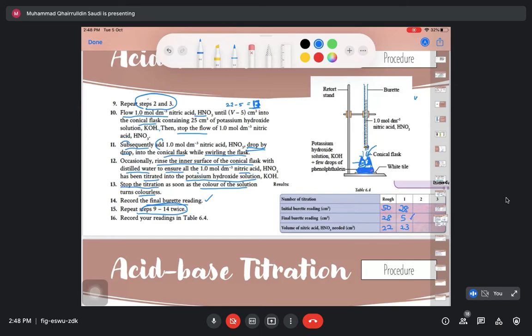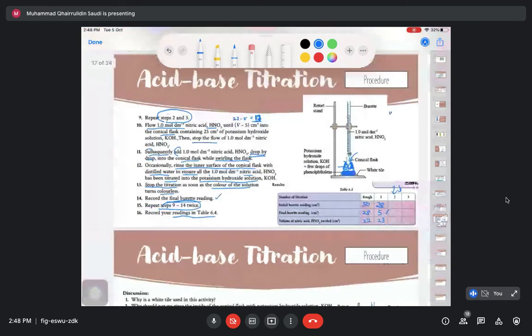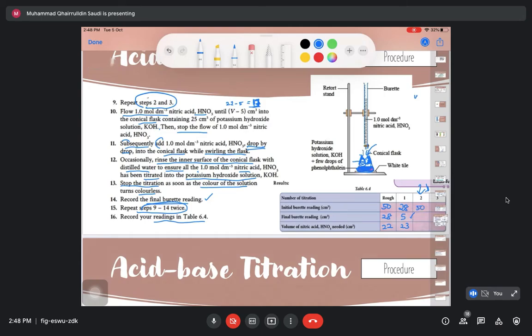So repeat balik 2 kali lagi. So you will get 3 readings. Record your reading in table 6.4. Macam ni lah. Okay. Kemudian dah tinggal 5, awak isi balik burette tadi 50. Isi balik conical flask. Buat balik titration sampai 17. Kemudian awak slowly add drop by drop. Awak dapat lagi 27. So tolak dapat 23. Kemudian lagi satu awak buat.